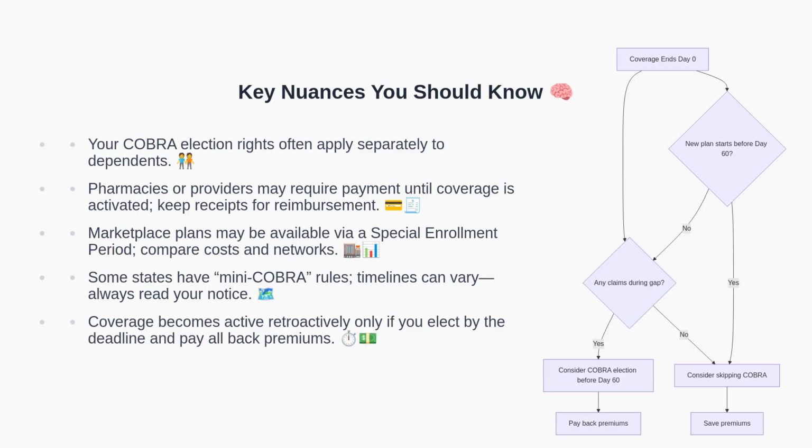Third, you may qualify for a marketplace special enrollment period and should compare premiums, deductibles, and provider networks against COBRA. Fourth, some states have mini COBRA programs for small employers with different timelines, so always read your specific notice. Finally, remember that retroactive coverage hinges on completing your election by the deadline and paying all back premiums.